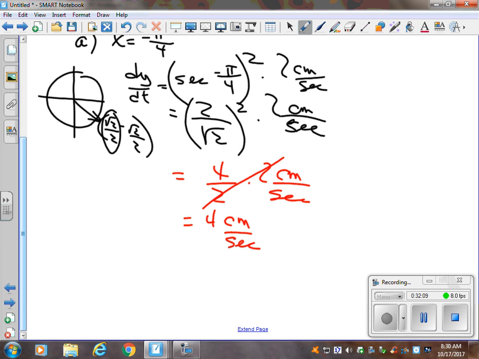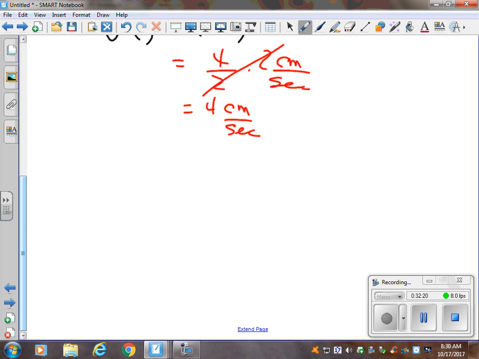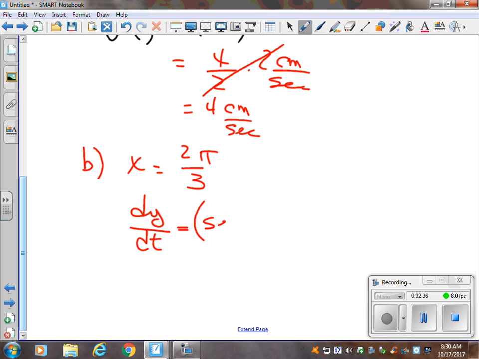Now, they could ask us to do a different value, so we're going to look at one more example, same formula, same derivative, just changing the x value so we can practice with another trig value. So in part B, they said x was equal to 2 pi over 3. And they still want me to find dy over dt. So first I have to know the secant at that location. I need to know the secant at 2 pi over 3, which we can figure out based on our patterning. And then we're going to multiply that by 2 centimeters per second after we square it.